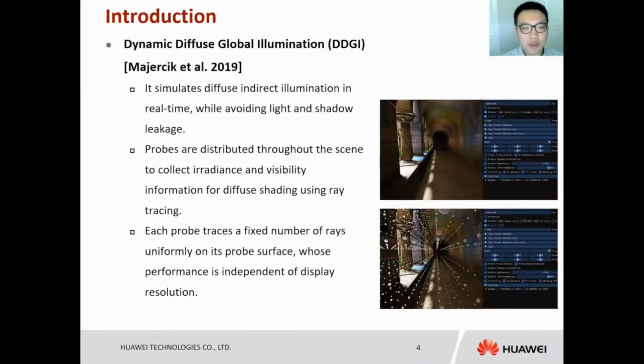Dynamic diffuse global illumination, or DDGI, simulates diffuse indirect illumination in real time while avoiding light and shadow leakage. Probes are distributed throughout the scene to collect irradiance and visibility information for diffuse shading using ray tracing. Each probe traces a fixed number of rays uniformly on its probe surface, whose performance is independent of display resolution.